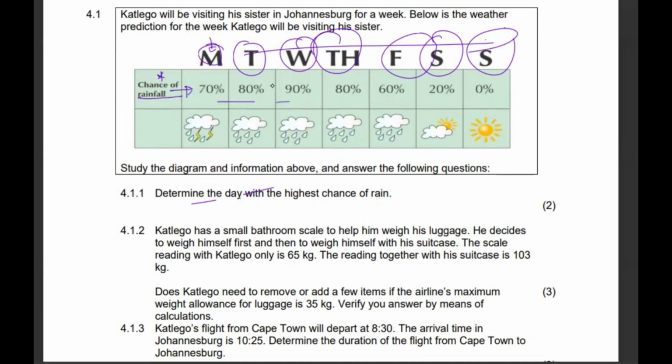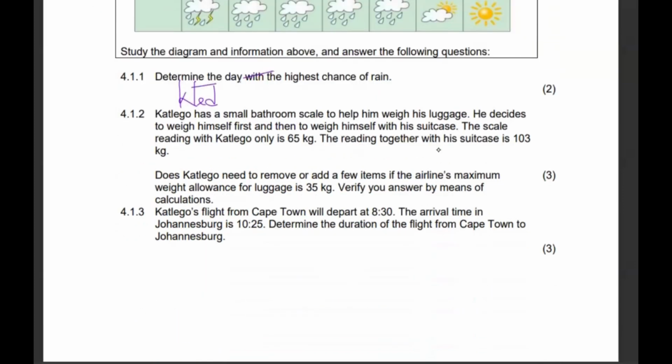These percentages are the ones. Which one has the highest? It's C, Wednesday. So you write Wednesday. Katlego has a small bathroom scale to help him weigh his luggage. He decides to weigh himself first. He weighs himself first, and then he weighs himself with the suitcase. So he does two things. The first weighing, Katlego only, reads 65. The second weighing, together with the suitcase, reads 103.